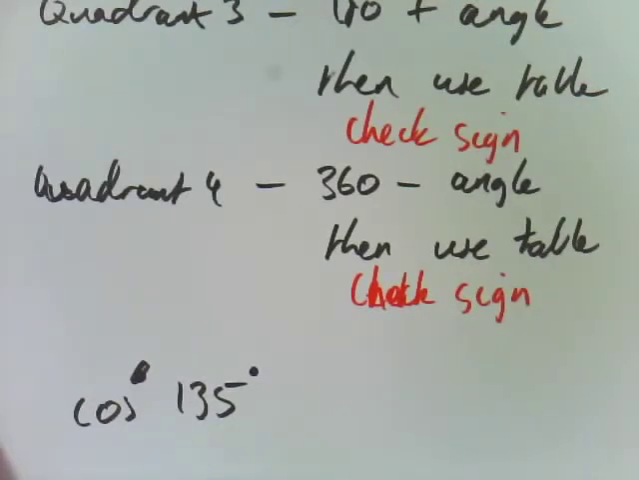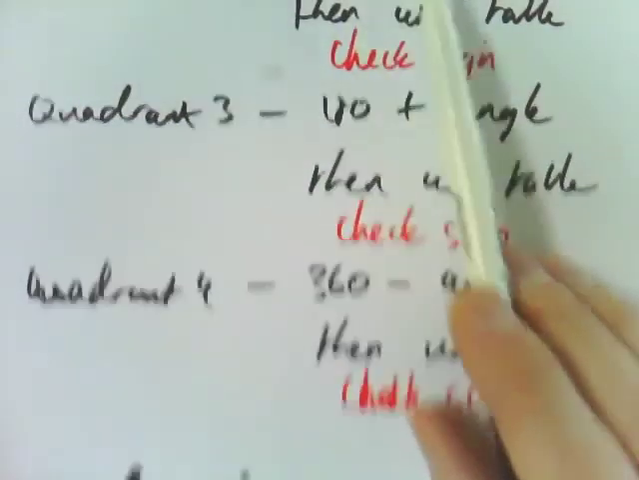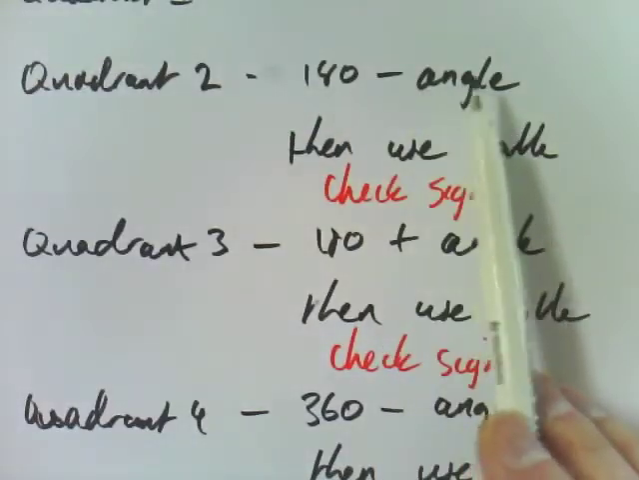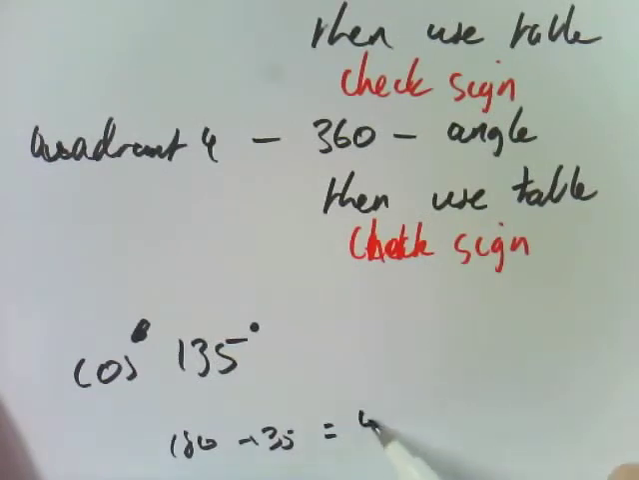So if we're in the second quadrant, we need to do 180 minus our angle. So we're going to go 180 minus 135. What's that equal? 45. So the angle we're chasing from our exact values table is cos 45. If we have a look for cos 45, that is square root 2 on 2. Why is it cos? Because that's what the question asked for. That's my exact value.